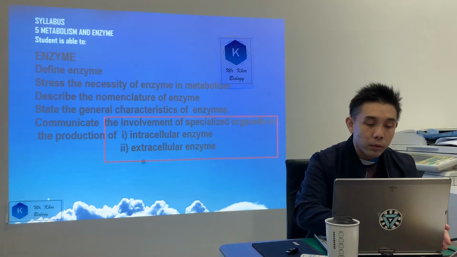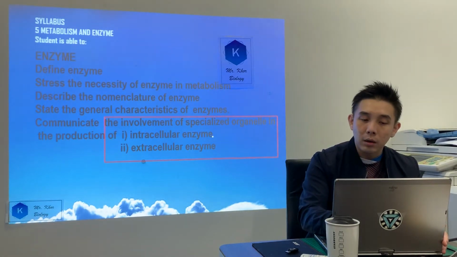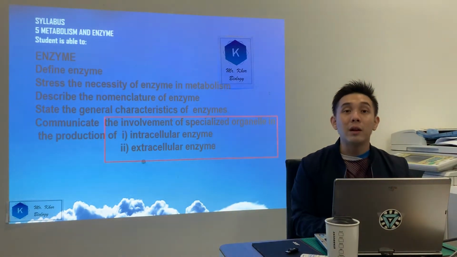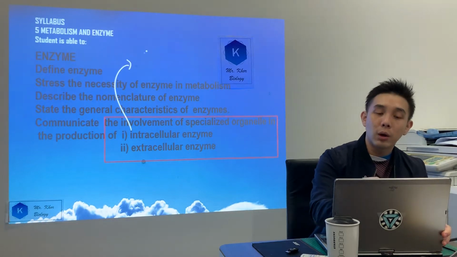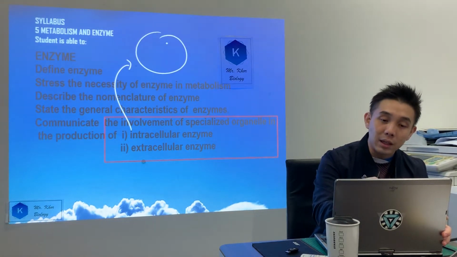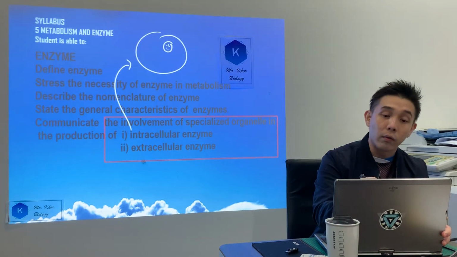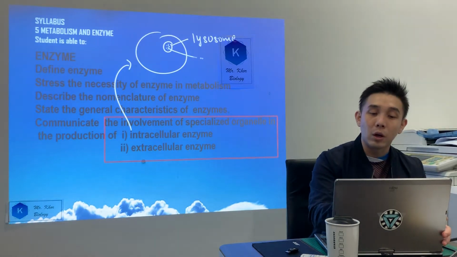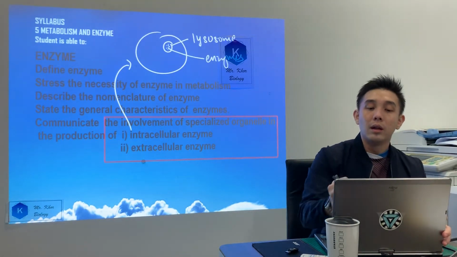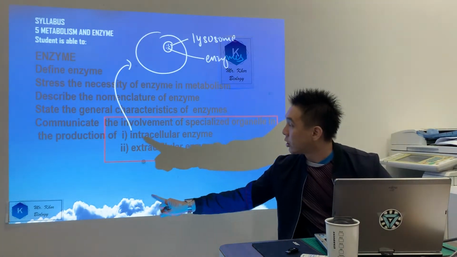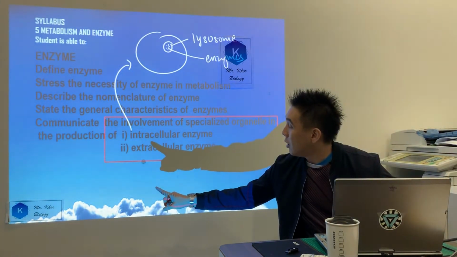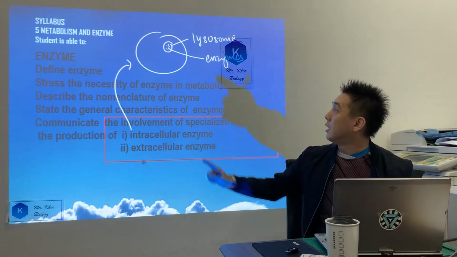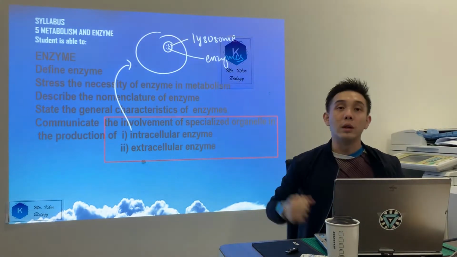Okay, first of all, these are the two types of enzyme. What is the main difference between these two? Intracellular enzymes are produced in the cell. For example, let's say this is a lysosome, inside got enzymes. These enzymes are known as intracellular. Intracellular means they are produced and function within the cell. Dihasilkan dalam sel, berfungsi juga dalam sel.